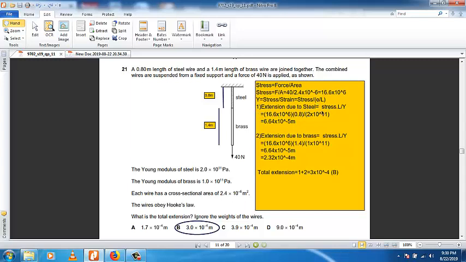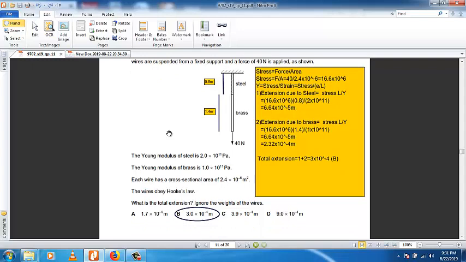We can calculate the extension by stress into original length, divided by the Young modulus. Make extension the subject and find the extension due to steel, which is 16.6 into 10 to the power 6 into 0.8 divided by 2 into 10 to the power 11, which is 6.64 into 10 to the power negative 5 meters. For brass, the same thing, stress into original length, divided by Young modulus, which becomes 2.32 into 10 to the power negative 4. Just add both of the extensions together and the total extension becomes 3 into 10 to the power negative 4, which is part B. This question has also been asked in some forms previously, so you can consider it a repeated question.